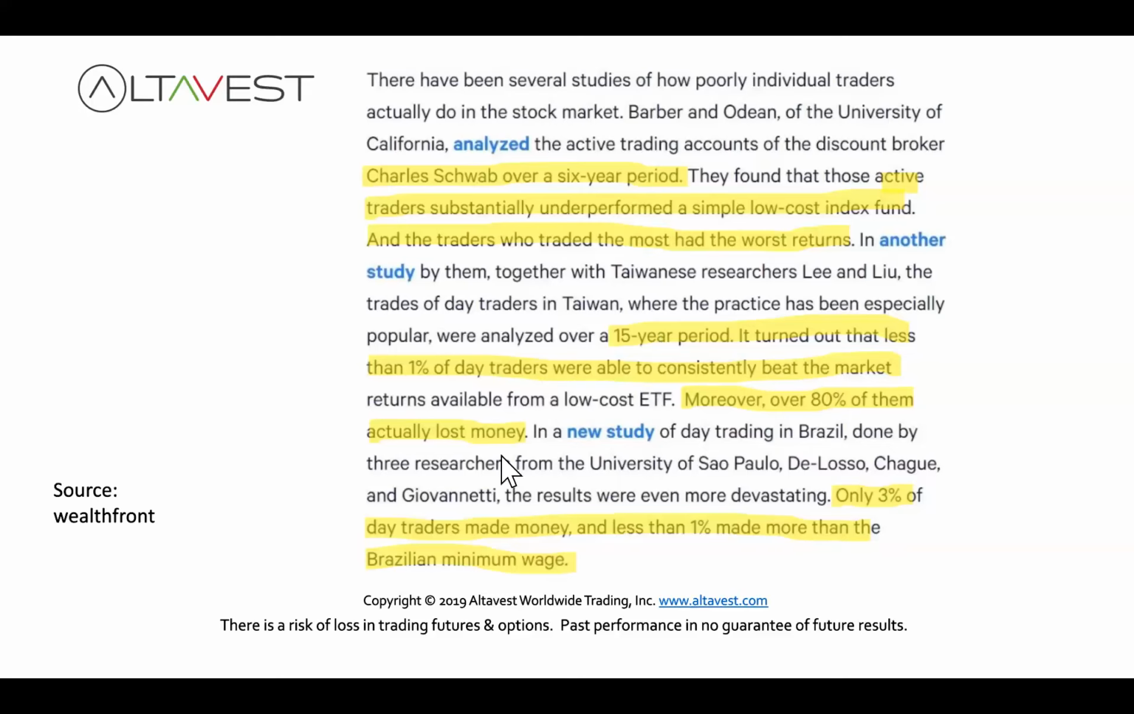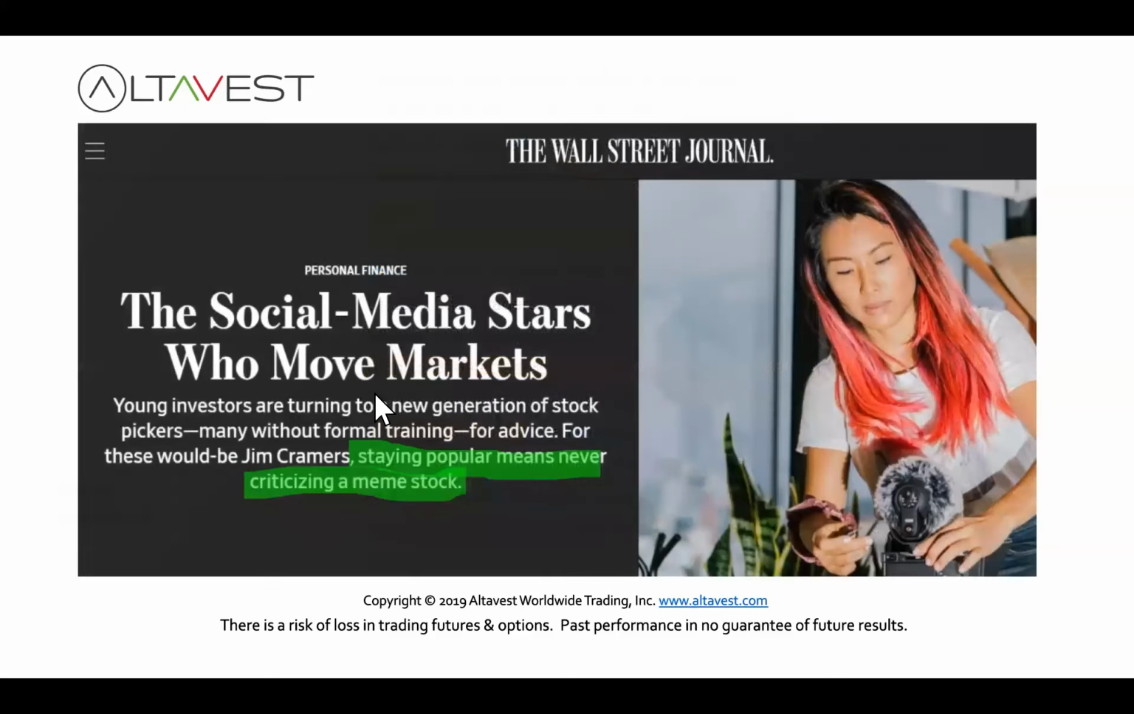80% of them lost money. And here's out of Brazil, only 3% of day traders made money, and then less than 1% made more than the minimum wage. So that's probably not going to cut it.